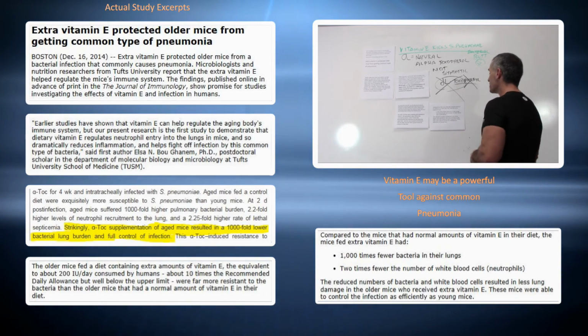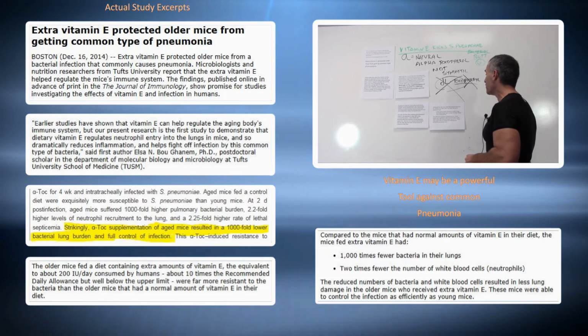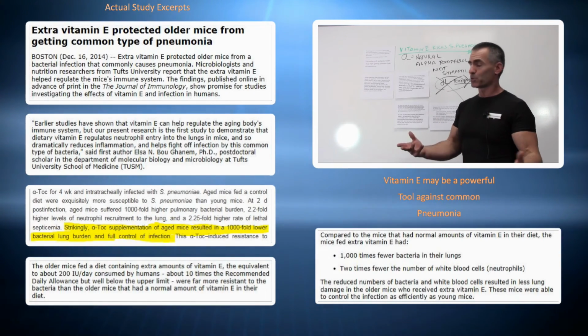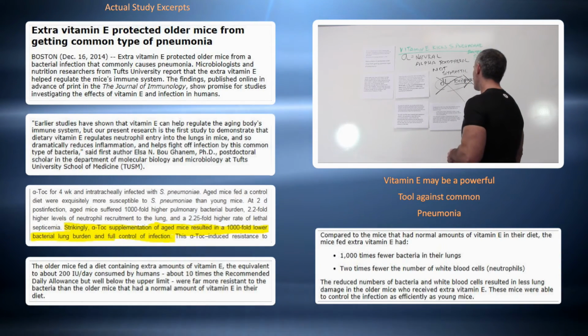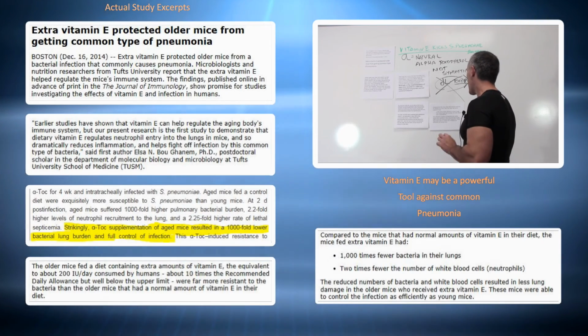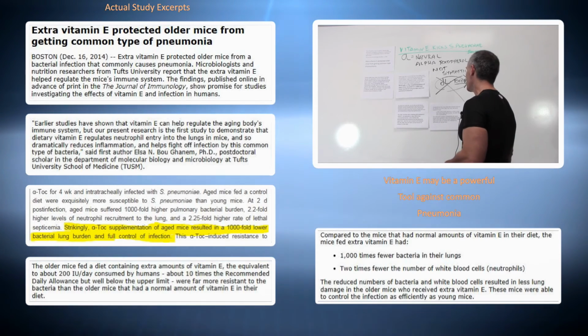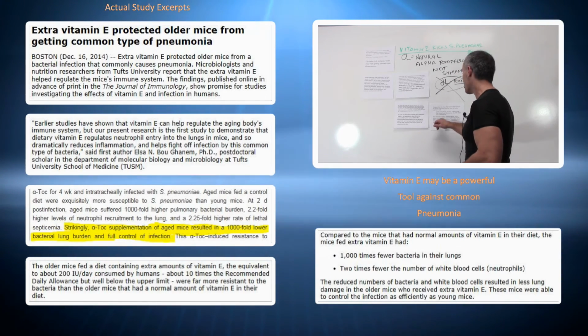Reason? The reduced numbers of bacteria and white blood cells resulted in less lung damage. So they didn't need all those white blood cells because the vitamin E was protecting the lungs. In the older mice who received extra vitamin E, these mice were able to control the infection as efficiently as young mice.